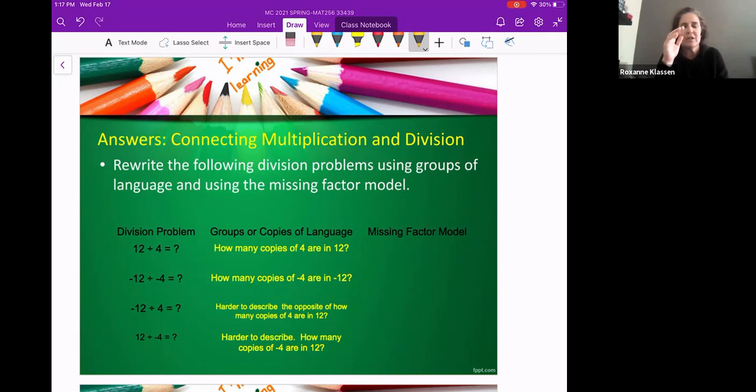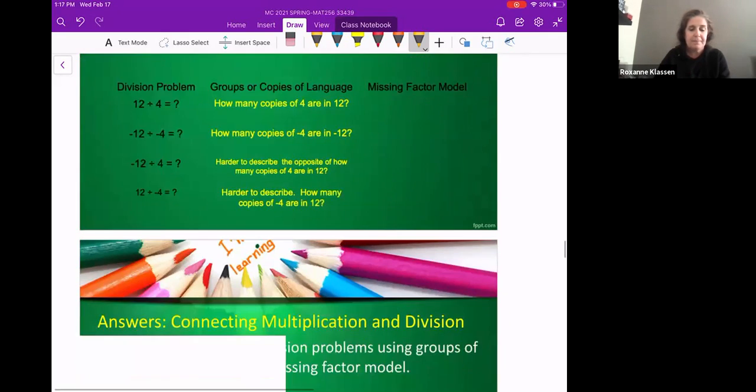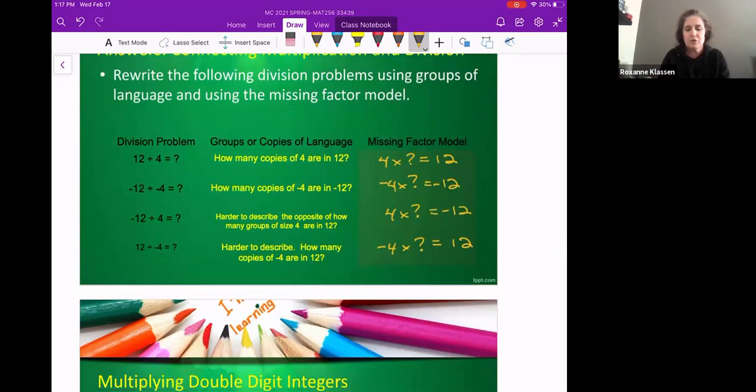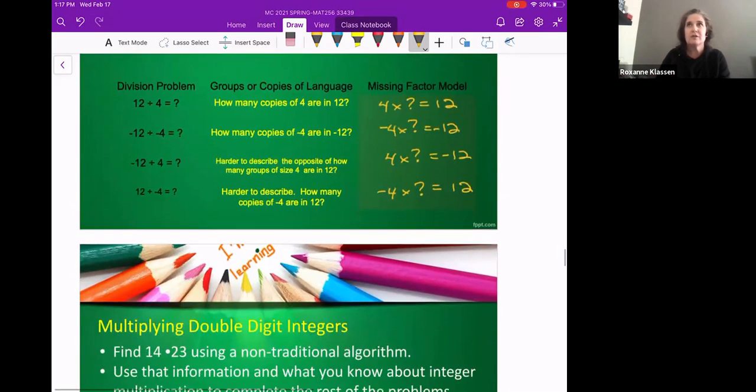But that is the one where the chip model really, really just does not show you well. And so that model is very troubling. Okay, but at least you can move them to multiplication problems and you're okay.